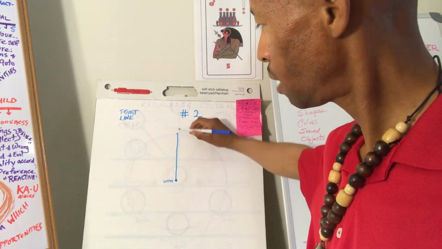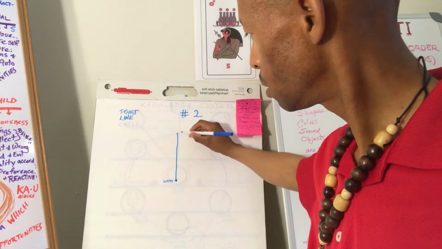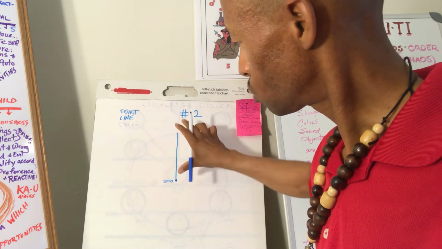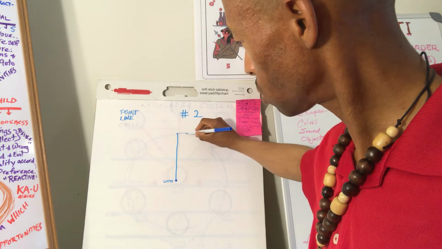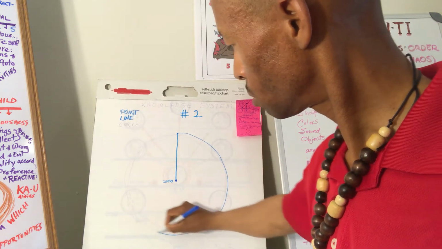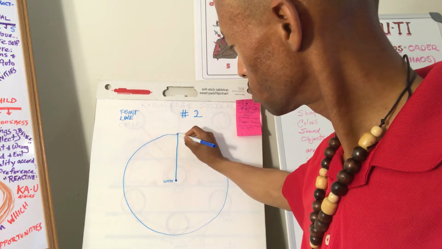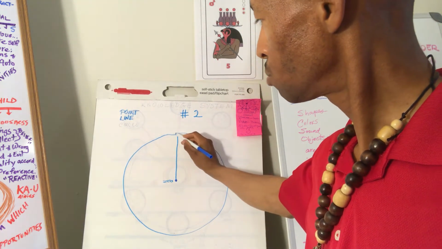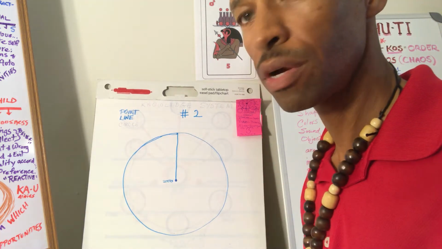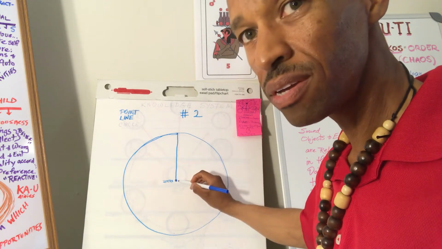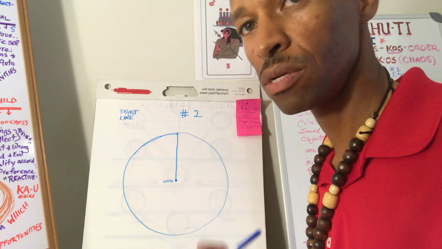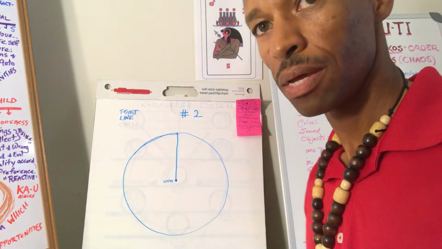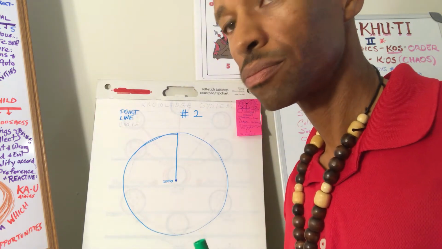Now we have a radius here, and if this were a compass, we'd be able to draw a circle from that. Once that circle makes a complete circuit, it is 360 degrees, not 361 degrees. No, it's 360 degrees. Now, I'm going to say this.